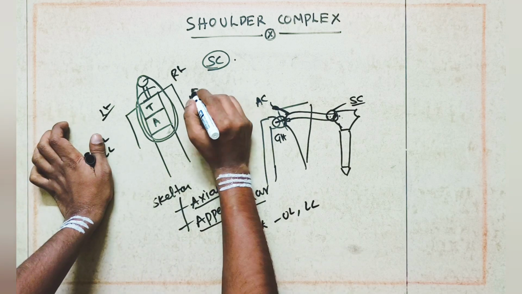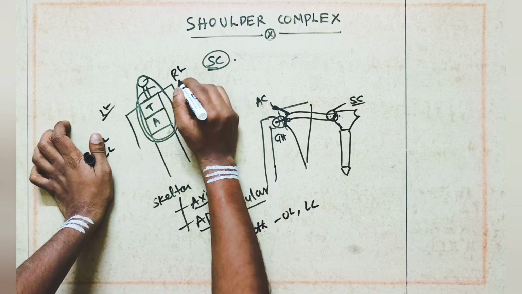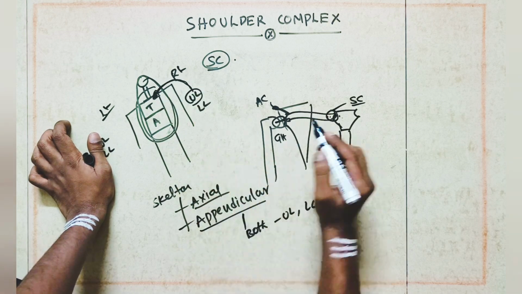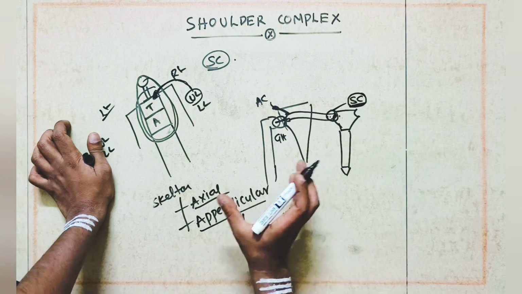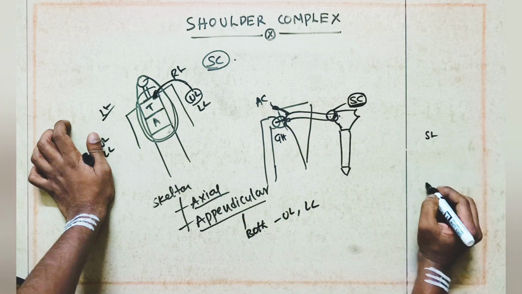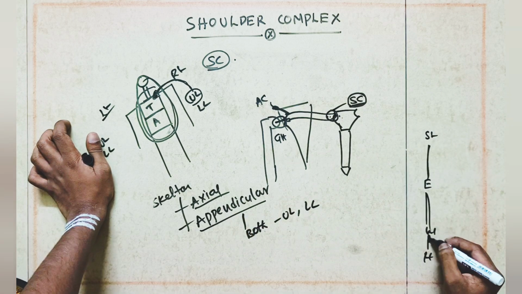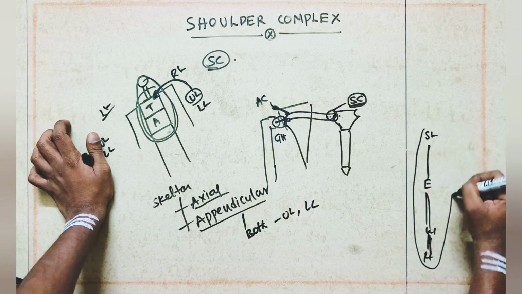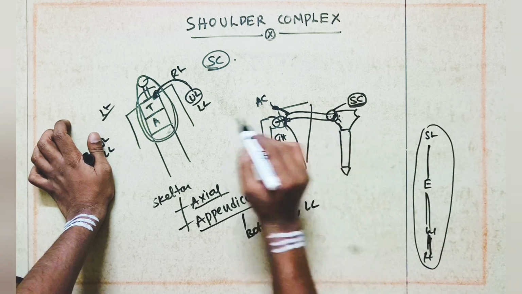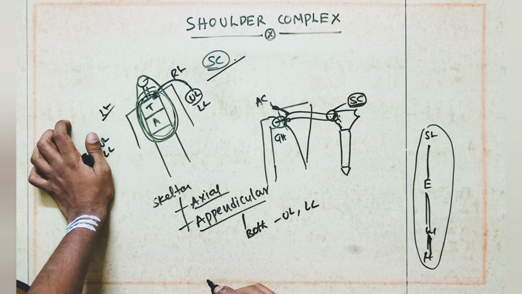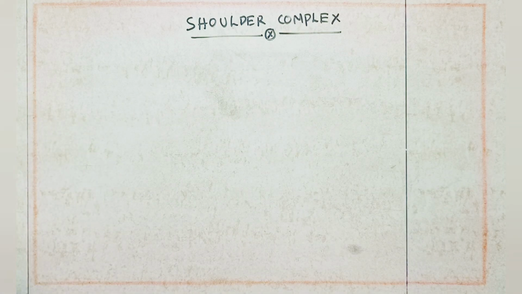The entire upper limb connects to the axial skeleton by a joint, and that joint is the sternoclavicular joint. The entire upper limb, like the shoulder joint, elbow joint, wrist joint and hand, so arm, forearm, wrist, hand, connects to the axial skeleton by a single joint, the sternoclavicular joint.